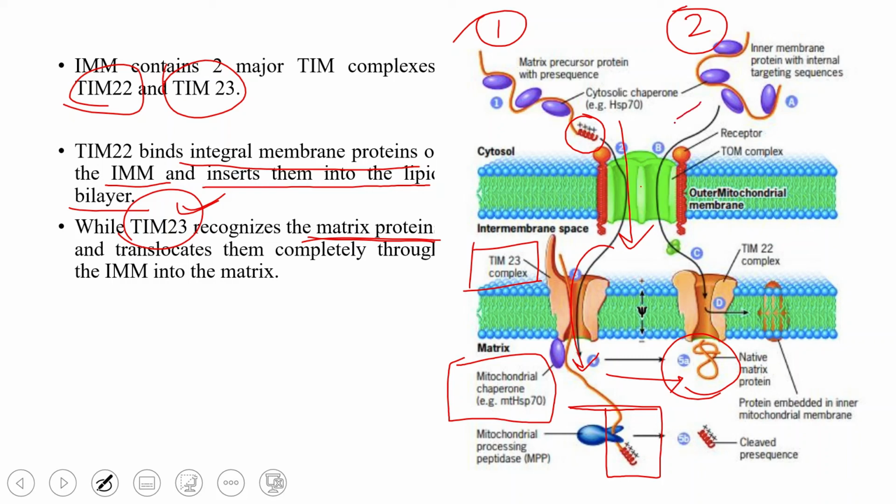Similar to the matrix protein, this also enters through the TOM complex and comes to the intermembrane space. Now, instead of going into the TIM23 complex, this will go into the TIM22 complex. Why? Because TIM22 translocates proteins of the inner mitochondrial membrane. Now, it does not cross the TIM22 completely into the matrix, but it laterally exits the TIM22 and enters the bilayer of the inner mitochondrial membrane, and it remains as an integral membrane protein. I hope this was clear to everyone.